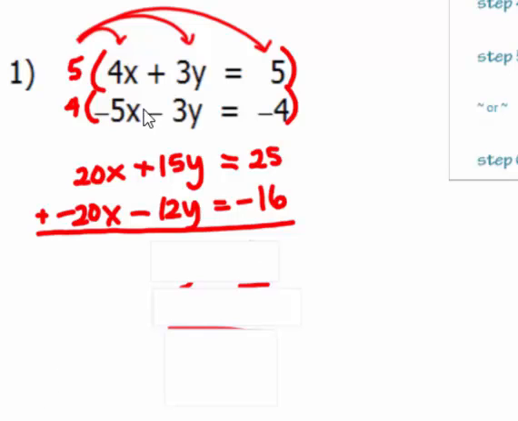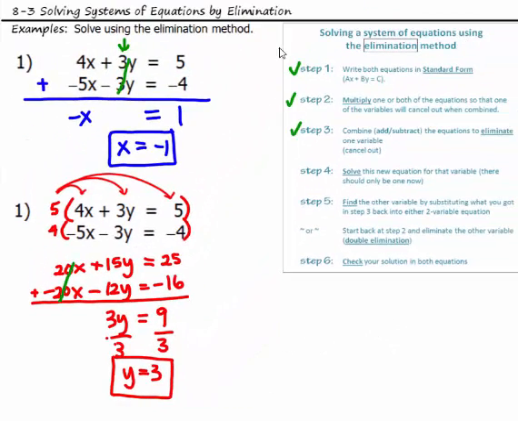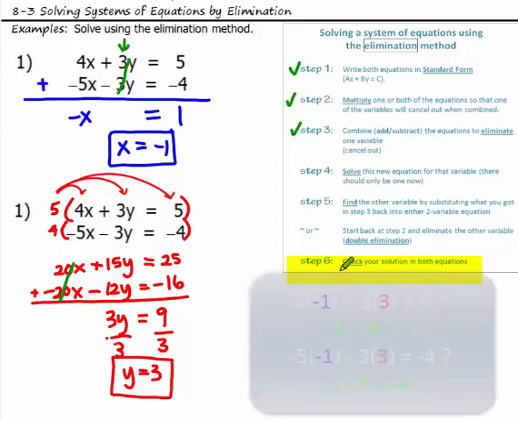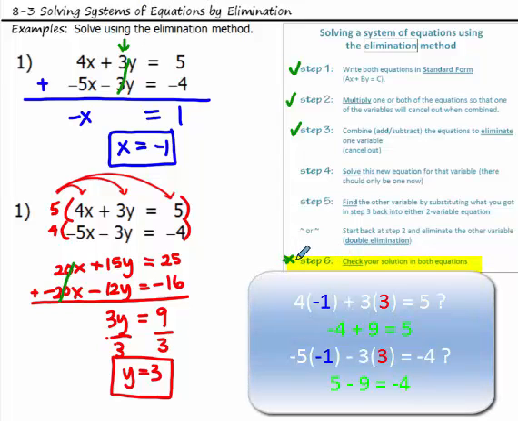Now, same as before, you're going to add these 2 new equations together. So 20x minus 20x is 0. So we've now eliminated the x's. And then 15y minus 12y is 3y, and 25 minus 16 is 9. Now, just like before, we need to solve our new equation, so we're going to divide both sides by 3, and we find out that y is 3. And of course, you can always, or should always, go back and check your values. You're going to plug both numbers into both equations and verify, and you can use your calculator for that.